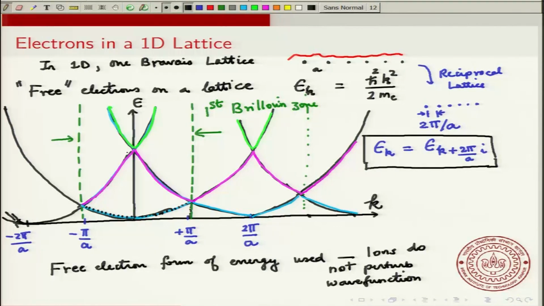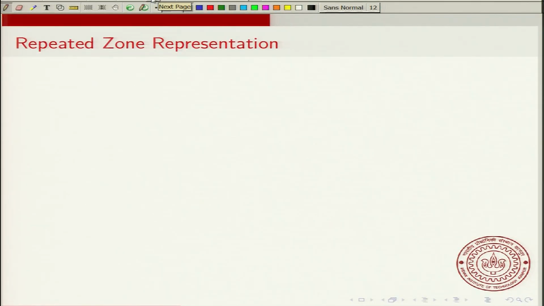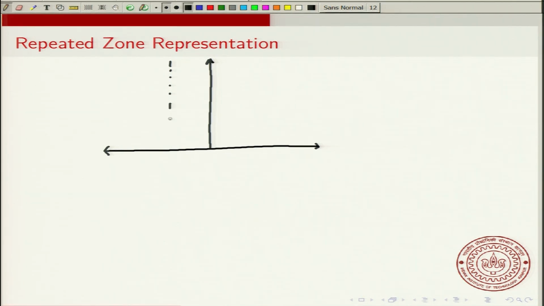Now, based on this depiction of bands, there are a few different ways to represent bands. One is called a repeated zone representation, where you show all the zones. So, for example, if you have the first Brillouin zone, the second Brillouin zone, and so on.